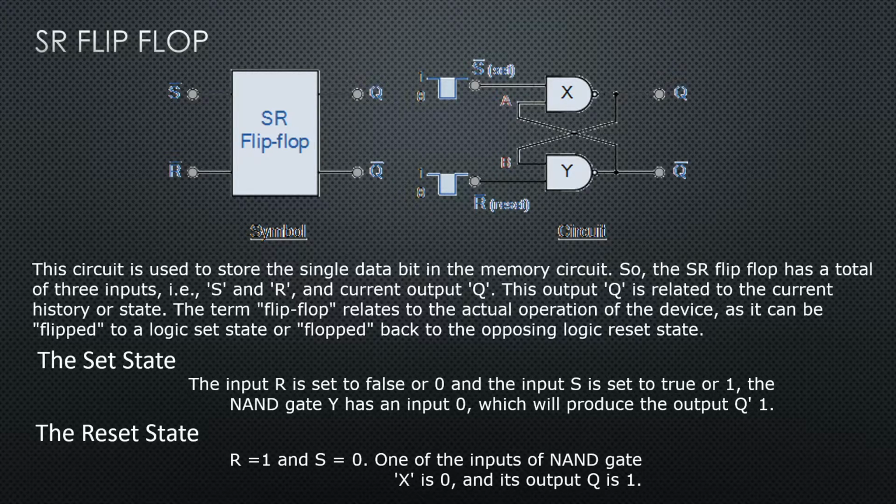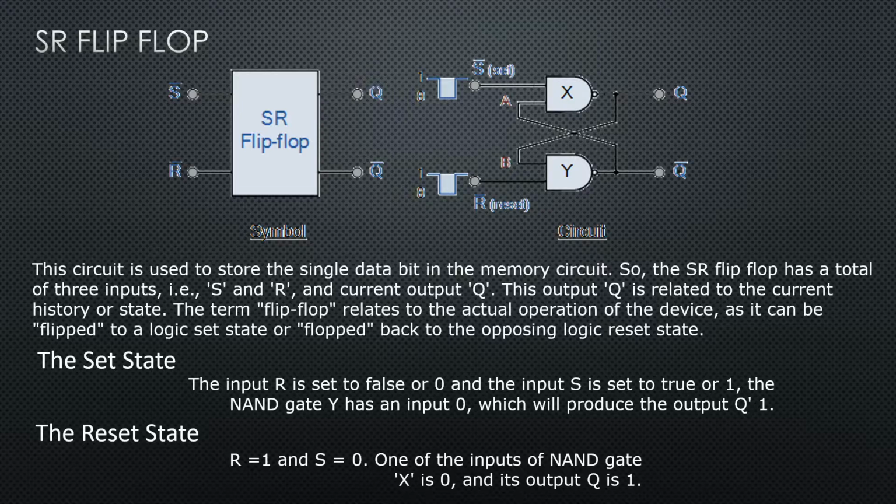The term flip-flop relates to the actual operation of the device, as it can be flipped to a logic set state or flopped back to the opposing logic reset state. In the set state, the input R is set to false or 0, and the input S is set to true or 1. The NAND gate Y has an input 0, which will produce the output Q equal to 1.